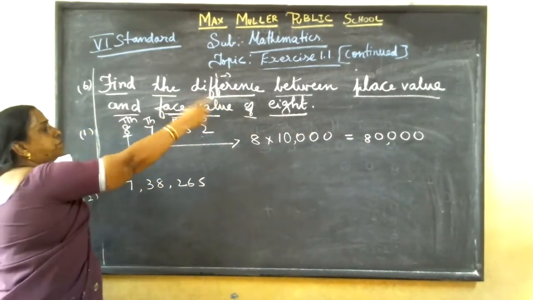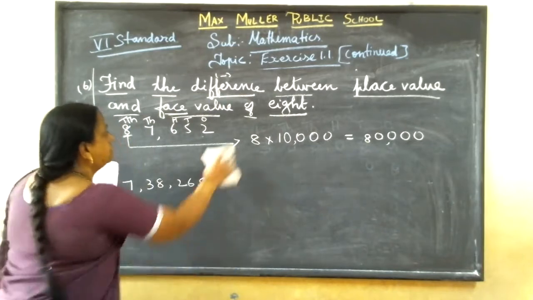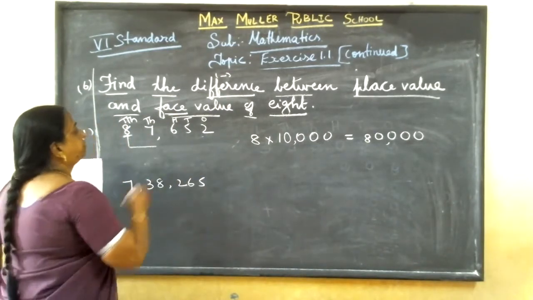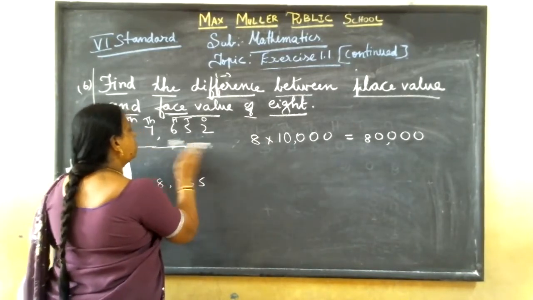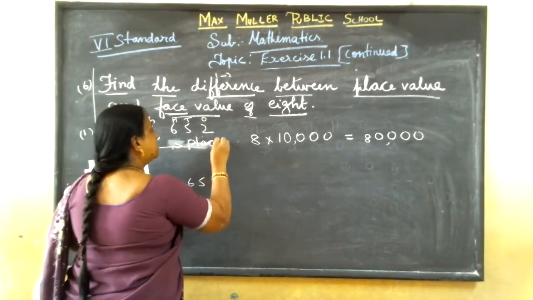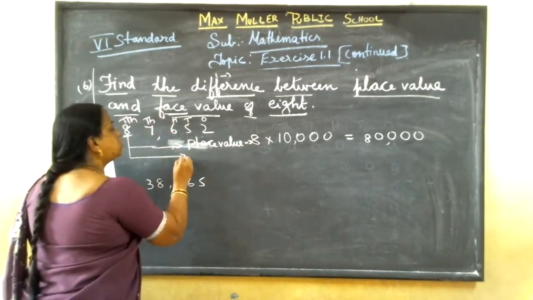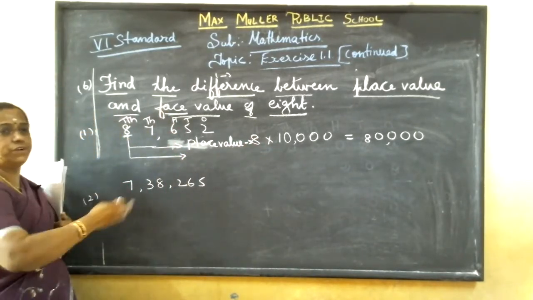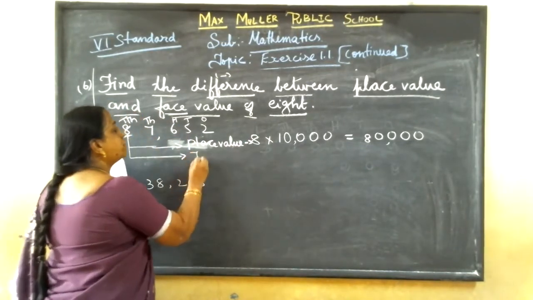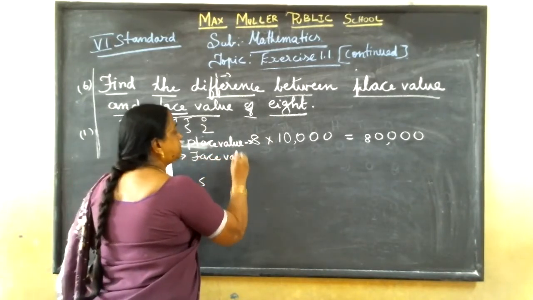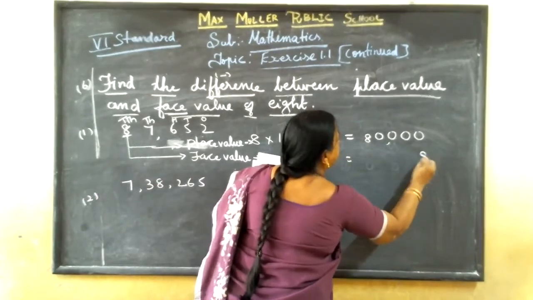Now you should find the difference between place value and face value. Face value of 8 is how much? First here I will write place value equal to this. Now face value: if it is in the ones place, it is 8; if it is in the hundreds place, also 8; if it is in the thousands place, also 8. So face value is equal to the actual value, it won't change at all. So face value is just 8.